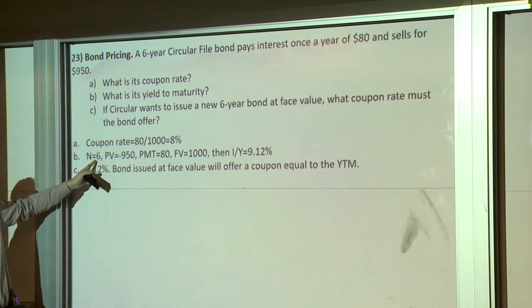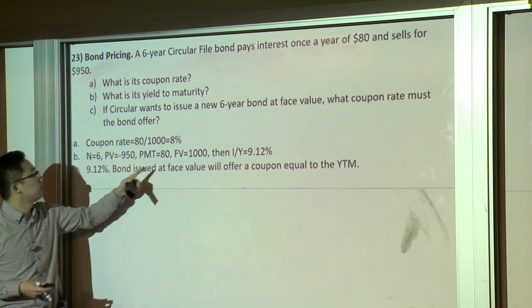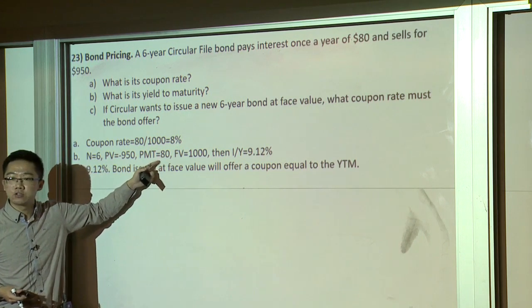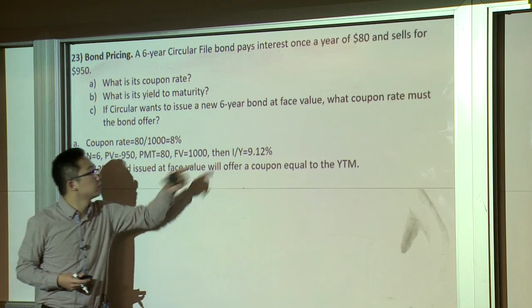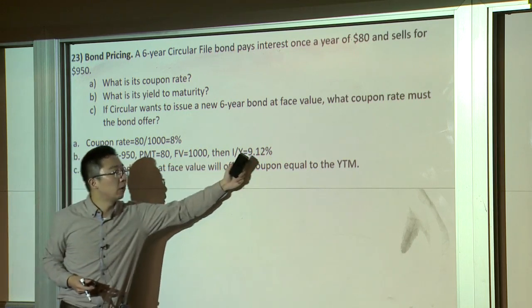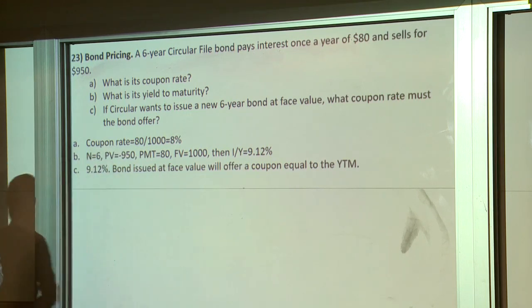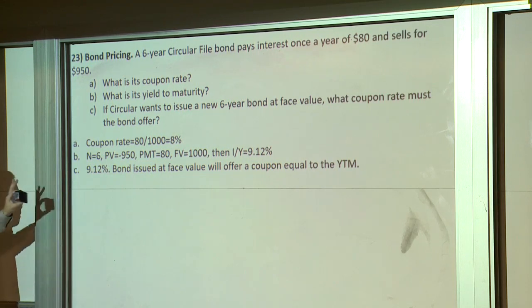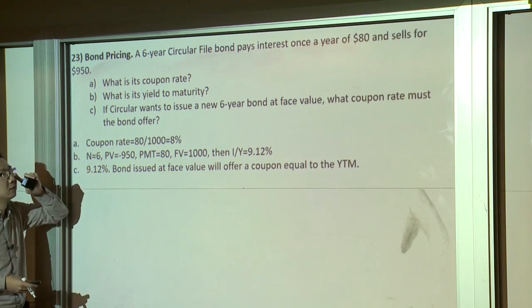All right, 6 years, and the present value, $950. Coupon payment for each payment is $80, and future value 1,000. Okay, and IY is 9%. All right. Question C.